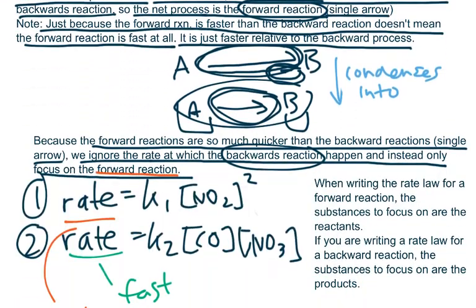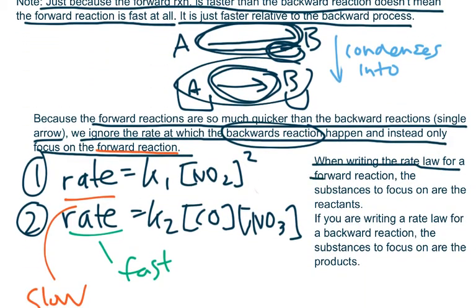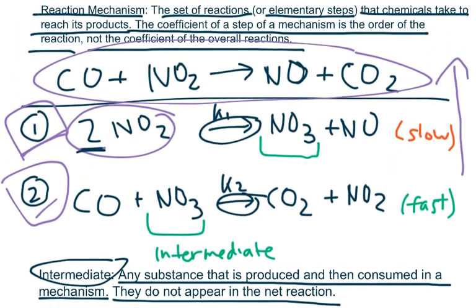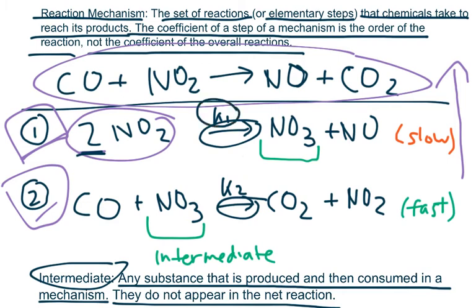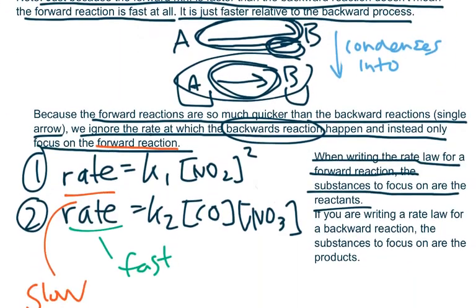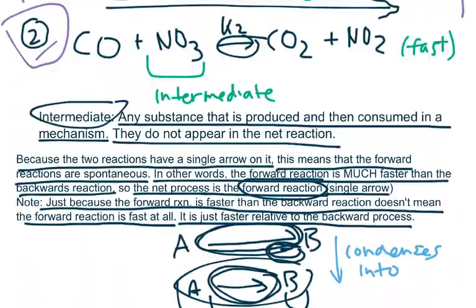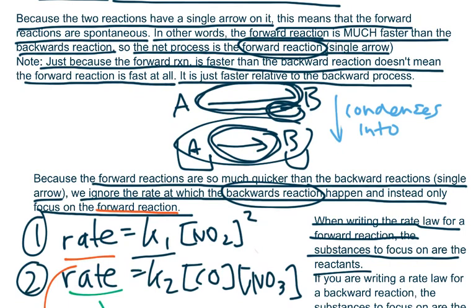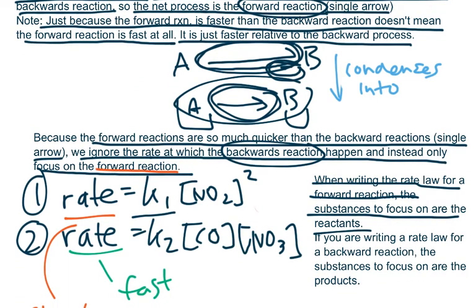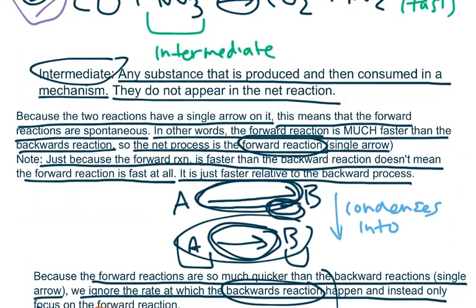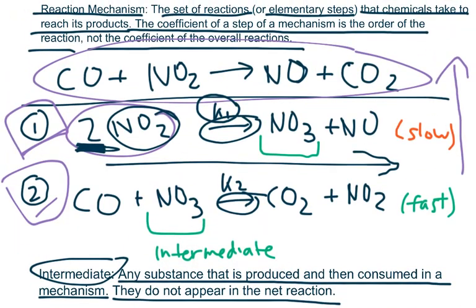So let me show you how that works. So when writing the rate law for a forward reaction, the substances to focus on are the reactants. So if I want to write the rate law for the forward reaction indicated by the rate constant K1, so we are looking at this forward reaction, then the rate law would just be rate is equal to K1 times NO2 squared, since the 2 is the coefficient. So the rate law for the very first elementary step would be rate equals K1 times [NO2] squared, with brackets of course. And what about the rate law for the second forward reaction?